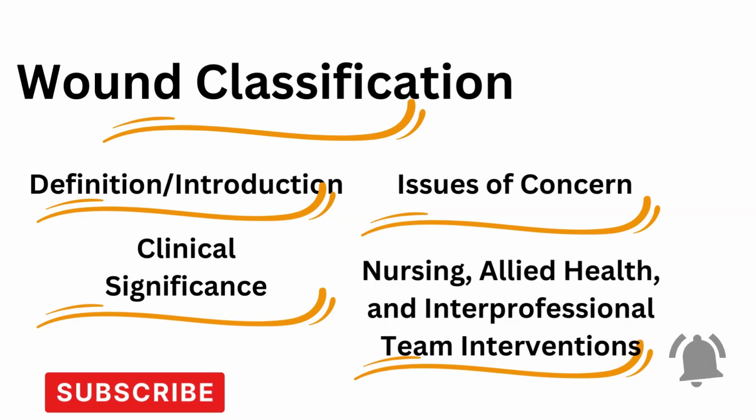Wound classification. Definition and introduction. The definition of a wound is damage to the integrity of biological tissue, including skin, mucous membranes, and organ tissues. Various types of trauma can cause these, and it is critical to ensure wounds are cleaned and appropriately dressed to limit the spread of infection and further injury.